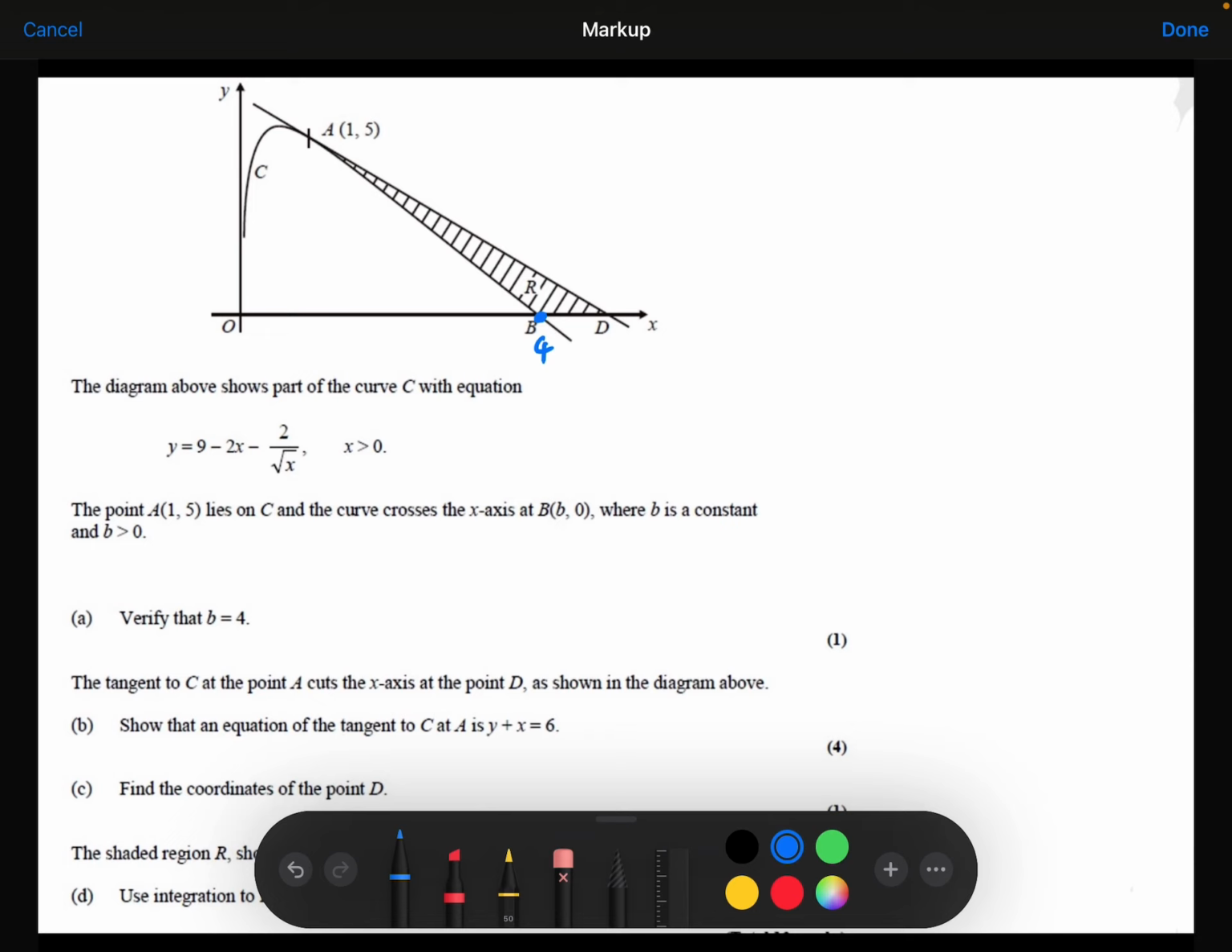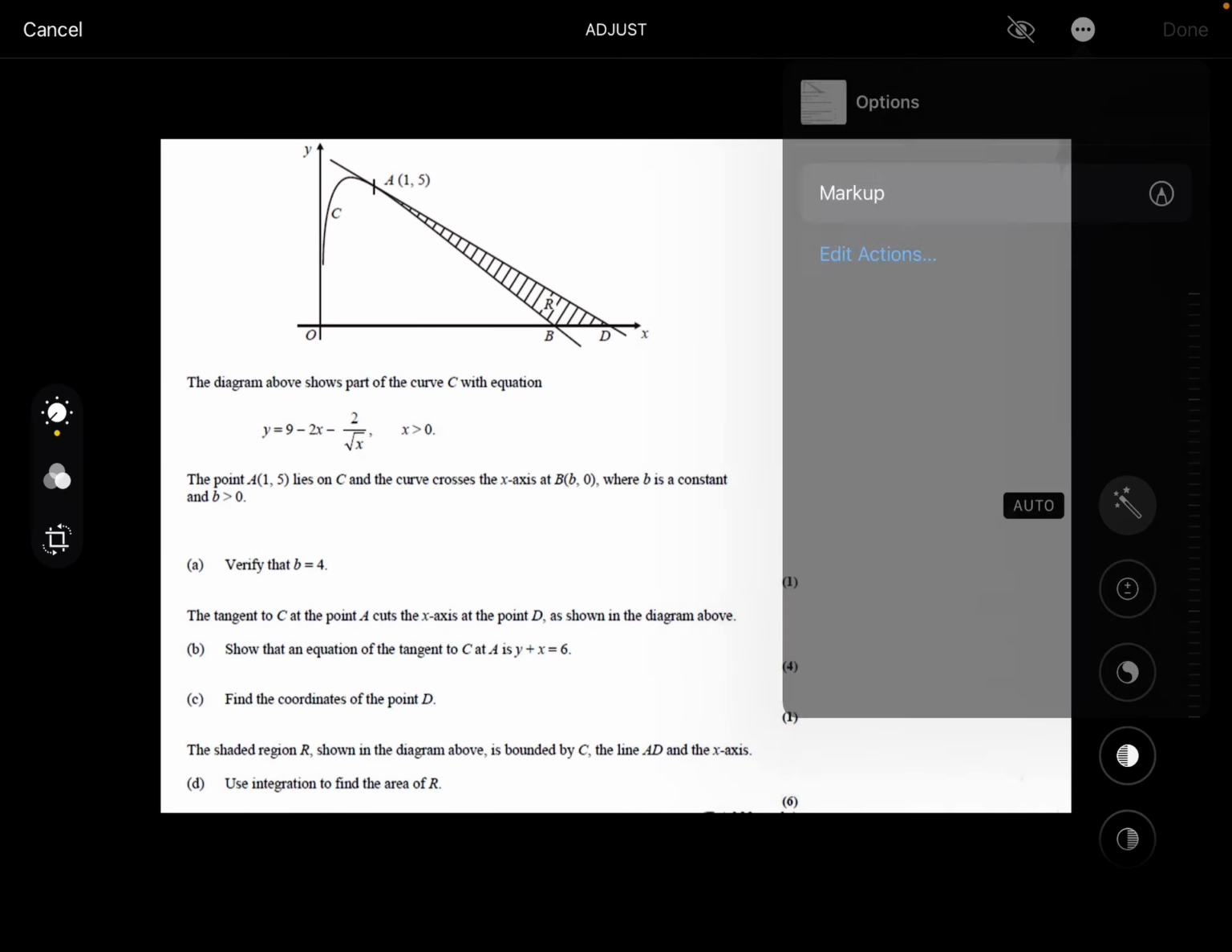Well, if the x-coordinate there is 4, then the y-coordinate there is going to equal 0 because it intercepts on the x-axis. So all I need to do is show that when I substitute 4 into this function, I get the y-coordinate equaling 0. So let's do that. 9 minus 2 lots of 4 minus 2 over the square root of 4. So 9 minus 8 minus 2 over 2, which is equal to 0. Therefore, yes, B is 4. So that's part A of the question.